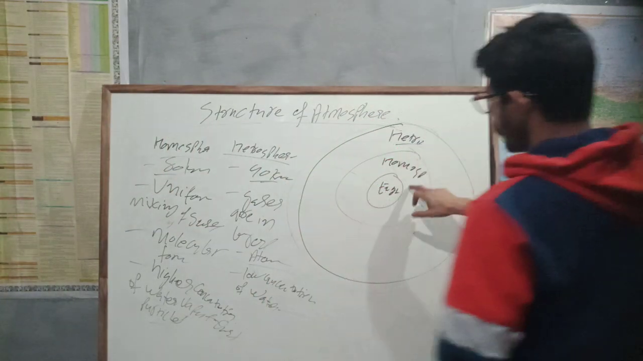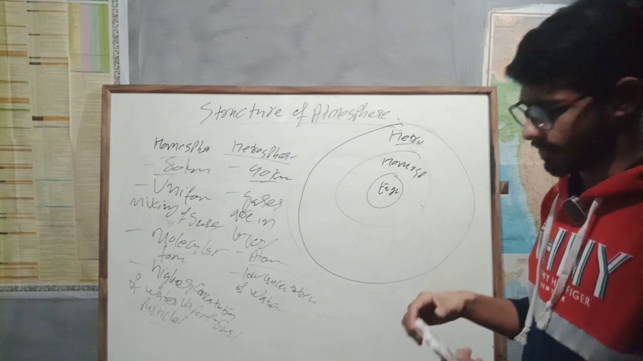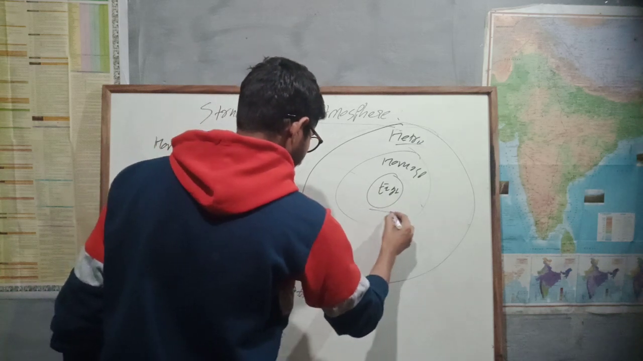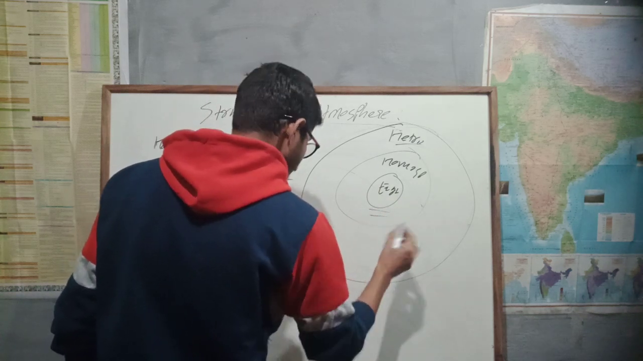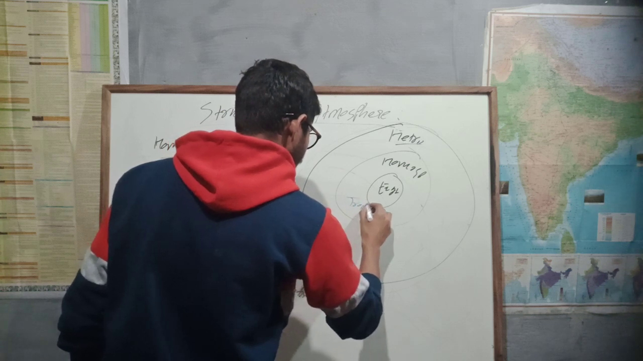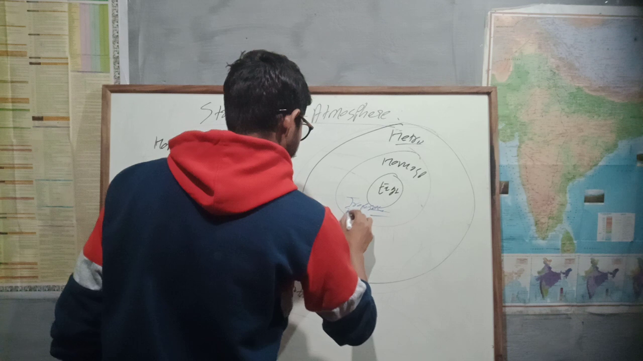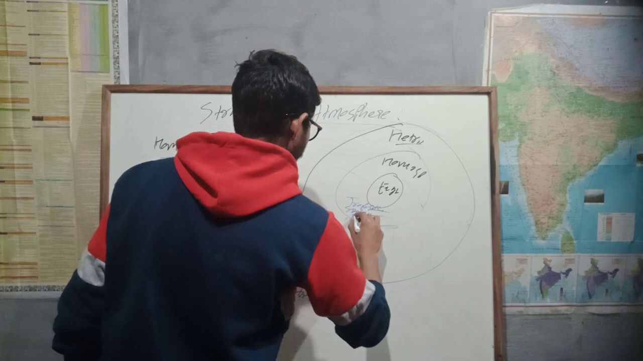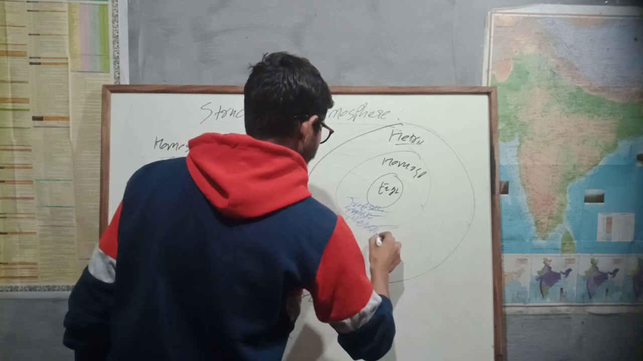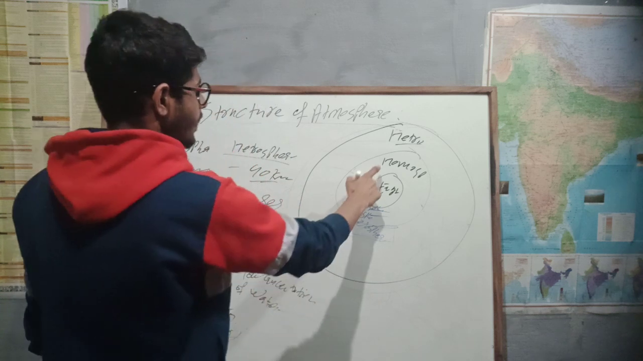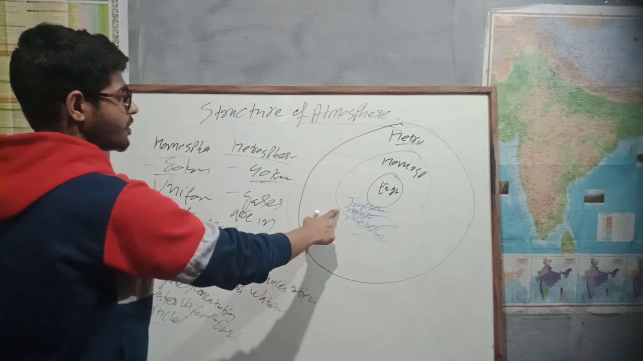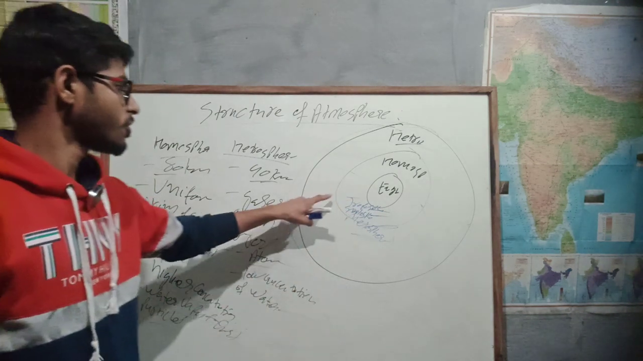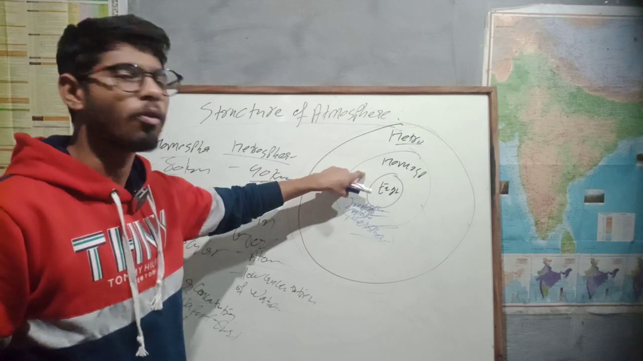So guys, this homosphere is divided into three layers. What are these three layers? Troposphere, stratosphere, and mesosphere. Homosphere is divided into three layers: troposphere, stratosphere, and mesosphere. Remember, these are part of the homosphere.